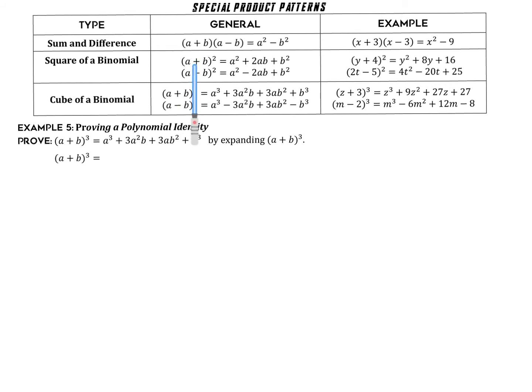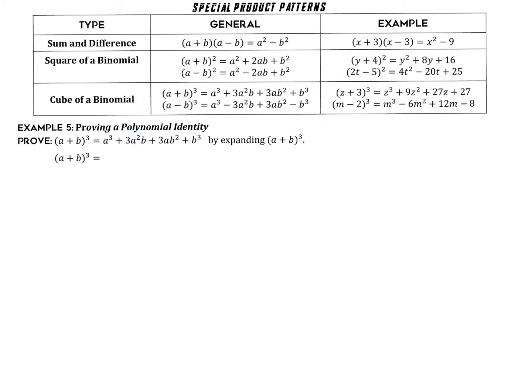If we're squaring a binomial, there's a pattern here as well. Y plus 4 squared is the same thing as y squared plus 8y plus 16. If you know this shortcut, it can make the multiplication faster. If you don't know the shortcut, you can just expand it out the long way. It's going to work in the same way. It's just going to take you a little bit longer to get there.